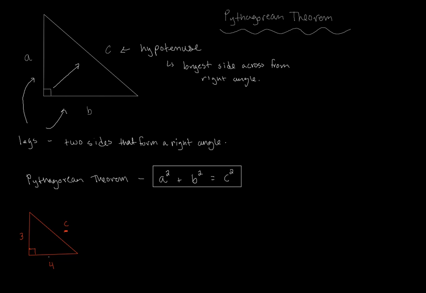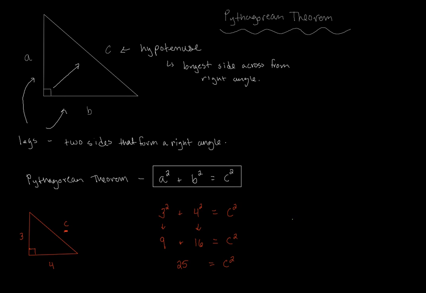So what we can do is plug these numbers into our equation, the Pythagorean theorem, and solve. Let's use A, or 3. We'll take 3 squared, and add it to B squared, which is 4 squared, and that should equal C squared. 3 squared is 3 times 3, which is 9, plus 4 squared, which is 4 times 4, which is 16, and that's equal to C squared. Then 9 plus 16 is 25, and that should be equal to C squared.